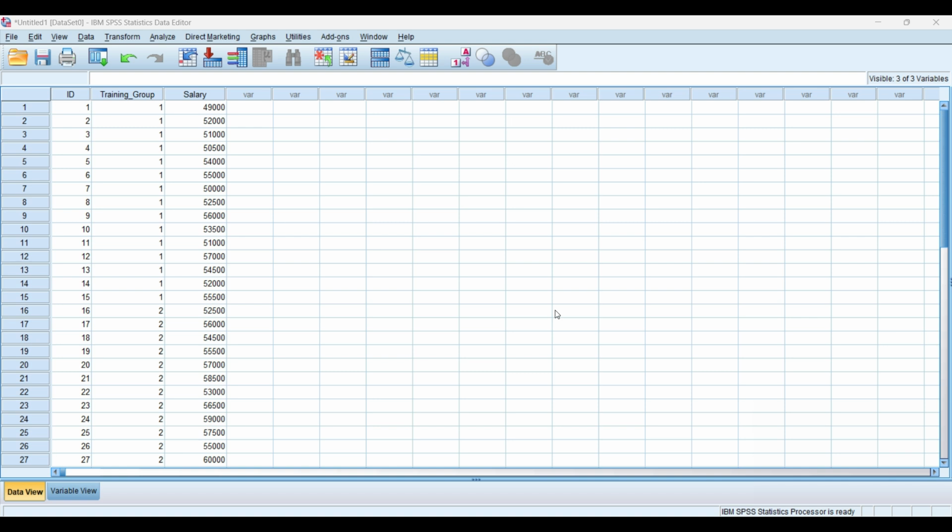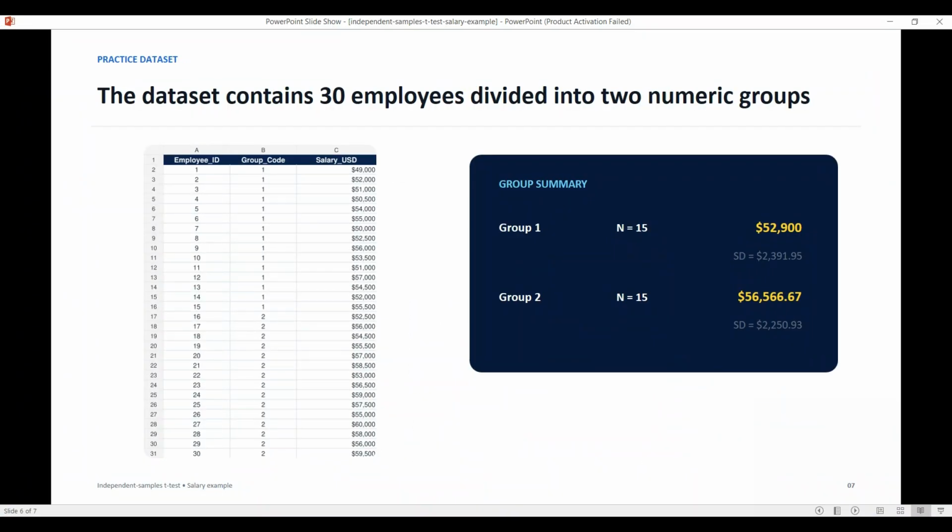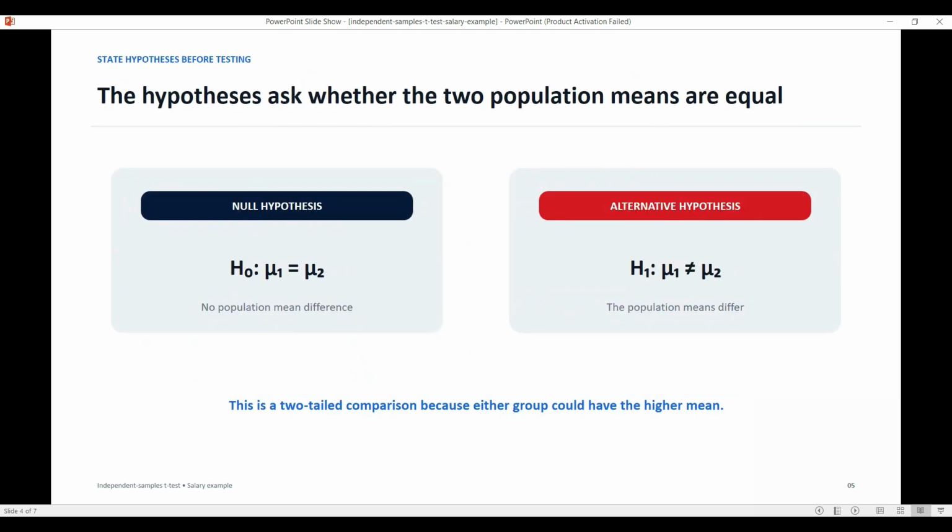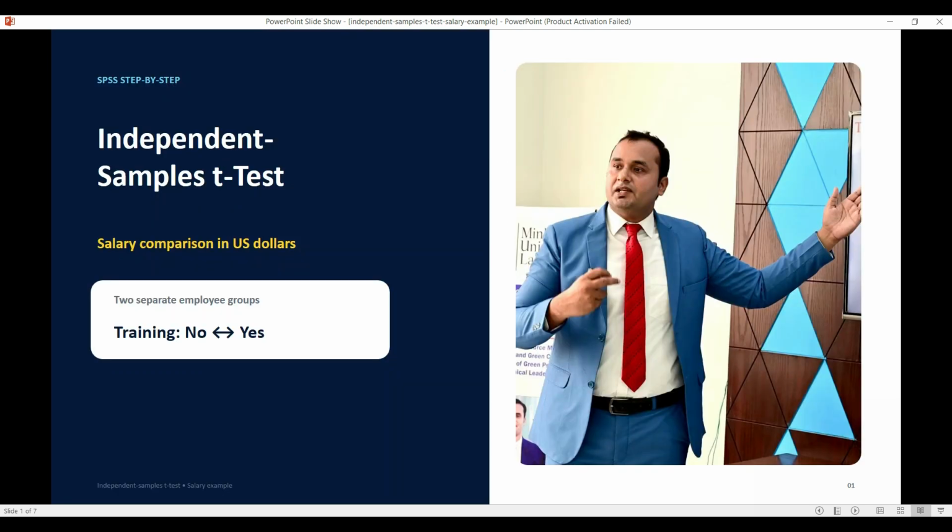So first of all, we need to learn what an independent sample t-test is. We go to our PowerPoint presentation. So we can see the independent sample t-test, because we are going to compare the salaries of employees who had no training and who had training. Okay, so we put the coding with yes and no.